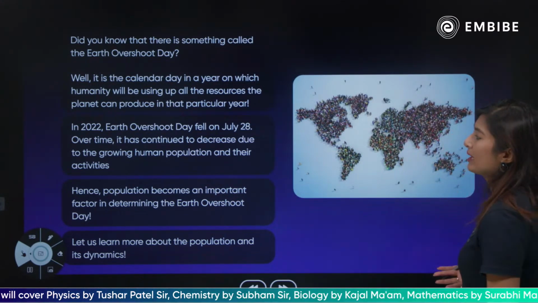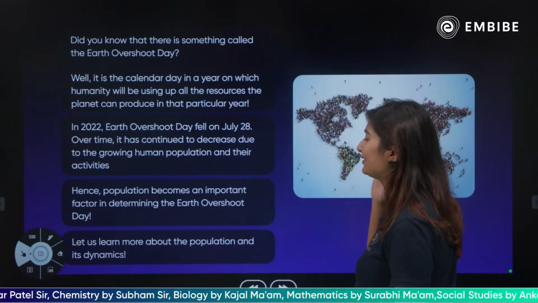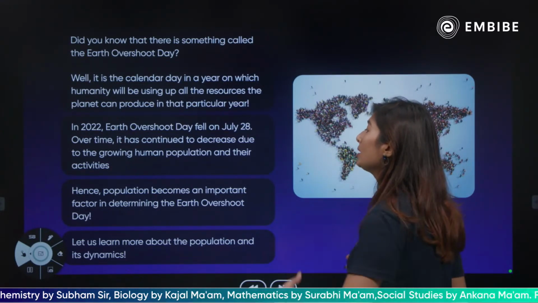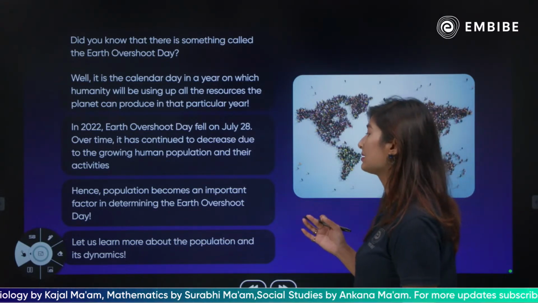So in 2022, the Earth Overshoot Day fell on July 28th. Over time, it has continued to decrease due to the growing human population and their activities.